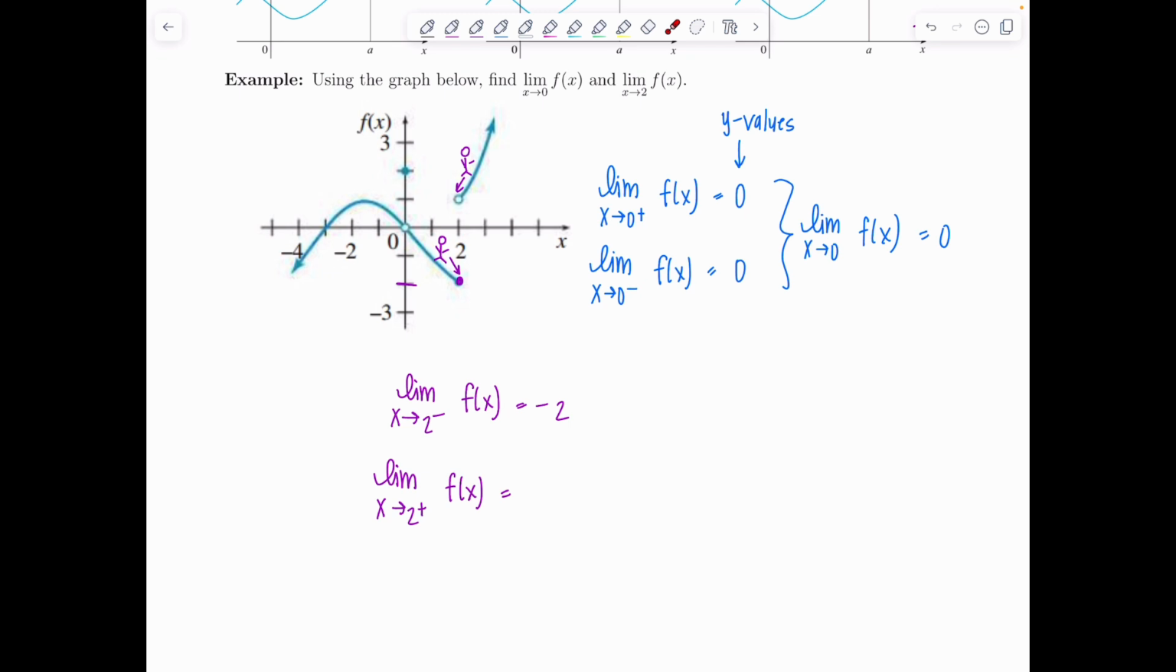Everything else is hot lava. Let's just say that. Where are they heading? What y value are they approaching? Yeah, they're heading towards y equals 1. So that's the value of the limit.